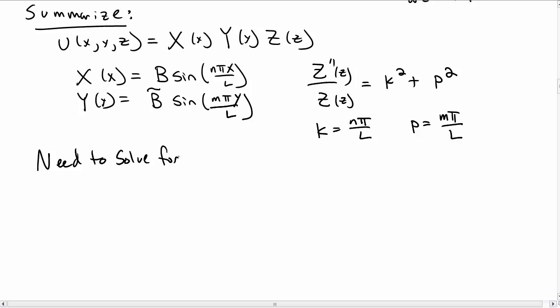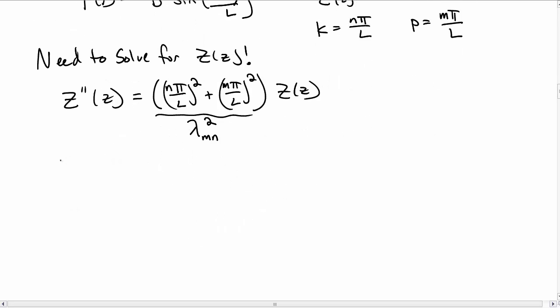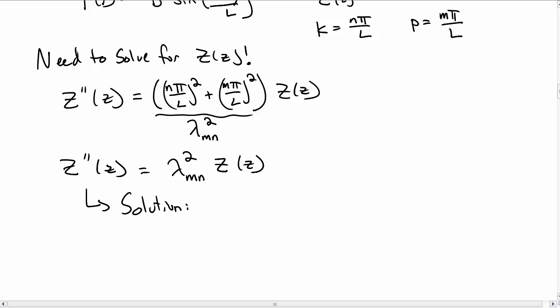So clearly we need to solve our equation for capital Z of z. So let's rewrite that equation. We have z double prime as a function of little z is equal to n pi over L squared plus m pi over L squared times capital Z of z. This is going to be annoying to keep writing, so let's rename this. Let's call this lambda mn squared. So rewriting our equation, we have z double prime is equal to lambda mn squared times z. So it depends on m and n, but now it's a little simpler to write.